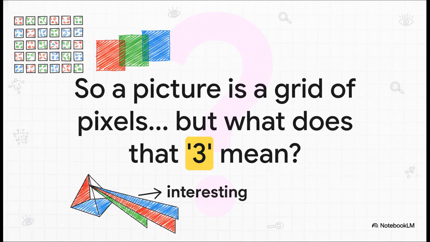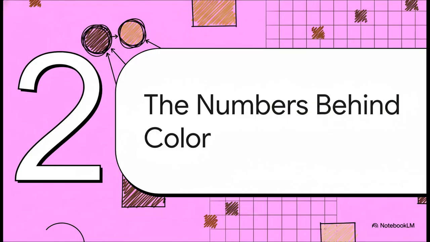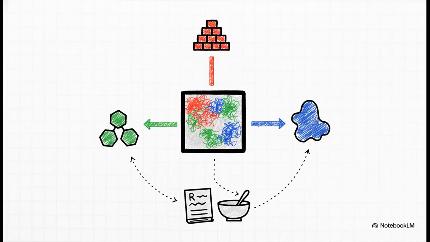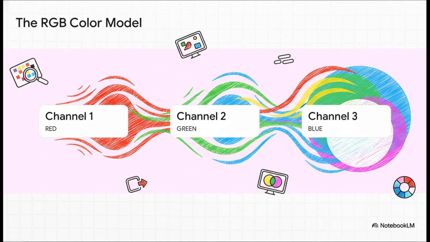What's that all about? Now this is where things get really interesting. See, that 3 is the key to everything. It's how a computer understands color. Because remember, it doesn't see brown or gold like we do. It just sees numbers. That little number 3 tells us that for every single pixel in that grid, there's a set of 3 numbers that define its color. It's like a specific recipe, telling the computer exactly what color that one tiny dot should be.